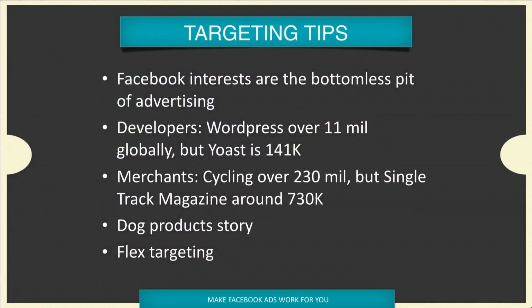A couple of examples I want to give you. Let's say you're a developer and you want to find people who are interested in WordPress. There's over 11 million people worldwide. That's huge. But being definitive means looking at something like Yoast, because that's a sign of someone who's much more tuned into the WordPress ecosystem. Same with an example of cycling, as opposed to Single Track magazine. Someone who's interested in that magazine is really avid cyclists.